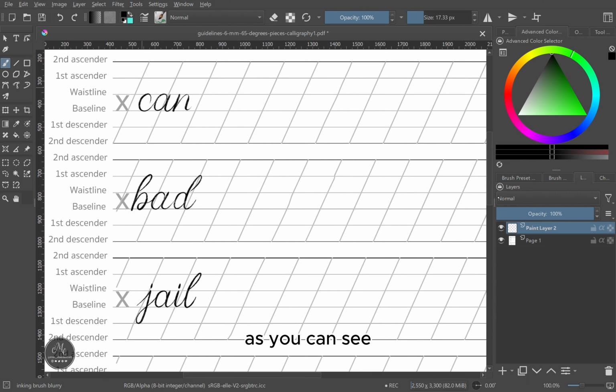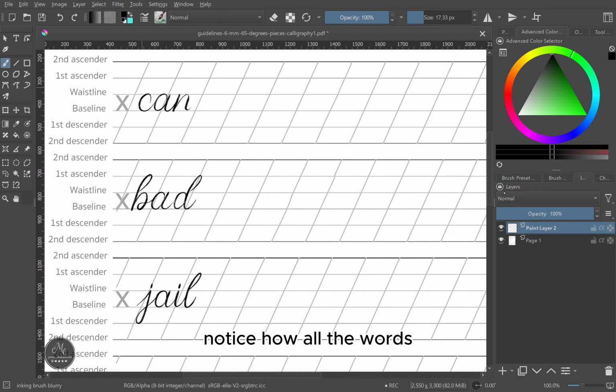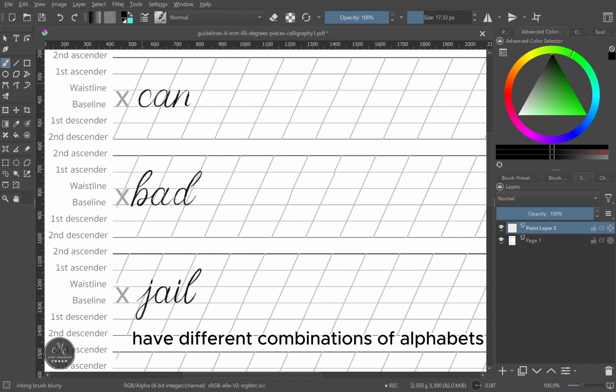As you can see, I have picked out several words to demonstrate today. Notice how all the words have different combinations of alphabets and lie on different areas of the guidelines. For example, the first word can is all between the baseline and the waistline, whereas the second word bad is between the baseline, the waistline, and the first ascender. Similar thing with the word jail, where it lies on the baseline, the waistline, the first ascender, and the first descender. You get the idea.